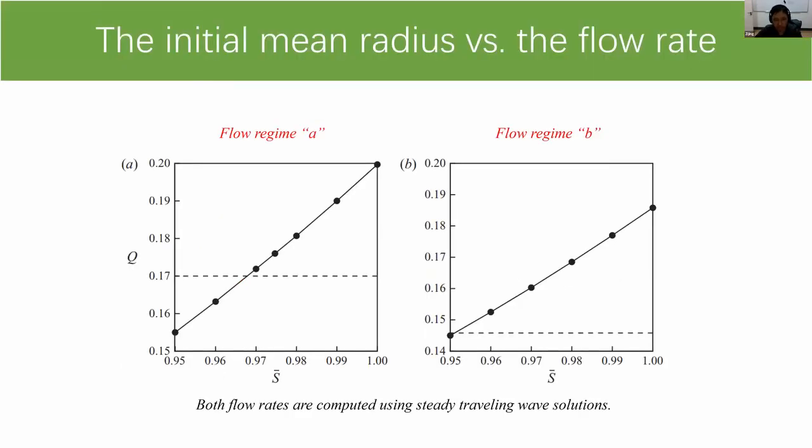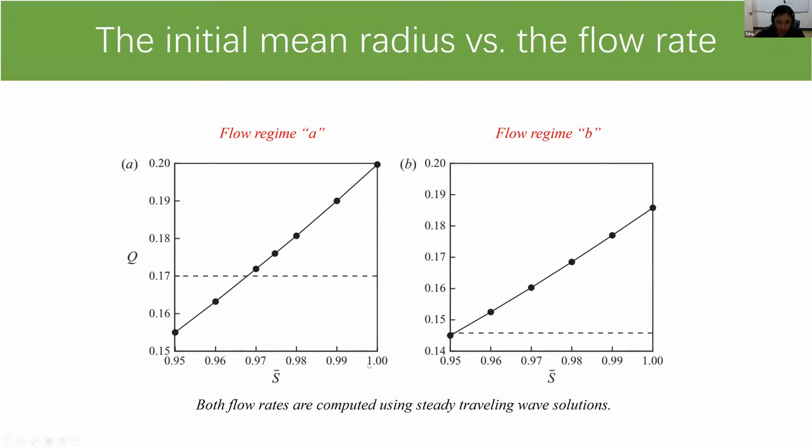And then we try to find the true initial mean radius that will correspond to the final flow rate. And by doing a bisectional method, we can find that true initial mean radius. And here I just show 2 plots of the relationship between the initial mean radius and the flow rates.